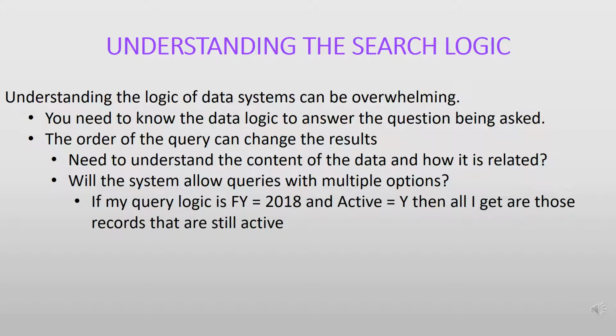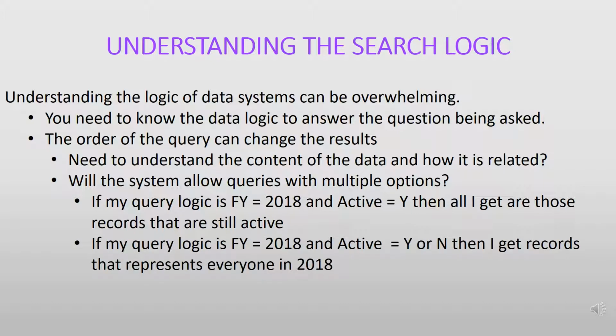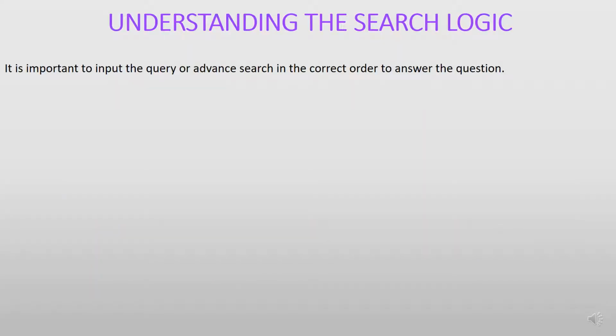If my query logic is fiscal year equals 2018 and active equals Y, then all I get are those records that are still active. However, if my query logic is fiscal year equals 2018 and active equals yes or no, then I get records that represent everyone in 2018. It is important to input the query or advanced search in the correct order to answer the question.